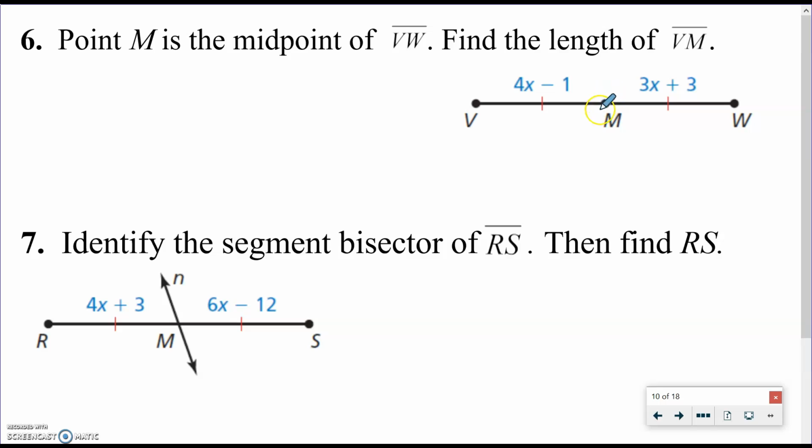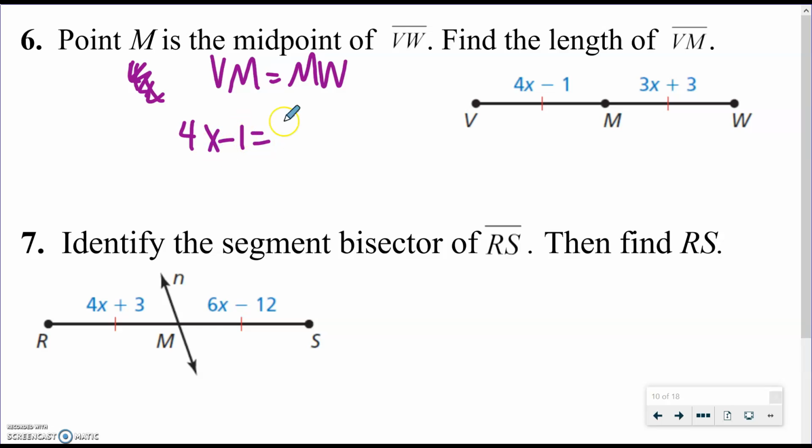So if M is the midpoint, then we know that these two sides are the same, so we're going to set those two equal to each other. Actually, let's take it back a second. We want to first write our equation that VM is equal to MW. So we plug in 4x minus 1 for VM and 3x plus 3 for MW. We can then solve that equation, and we get that x equals 4.